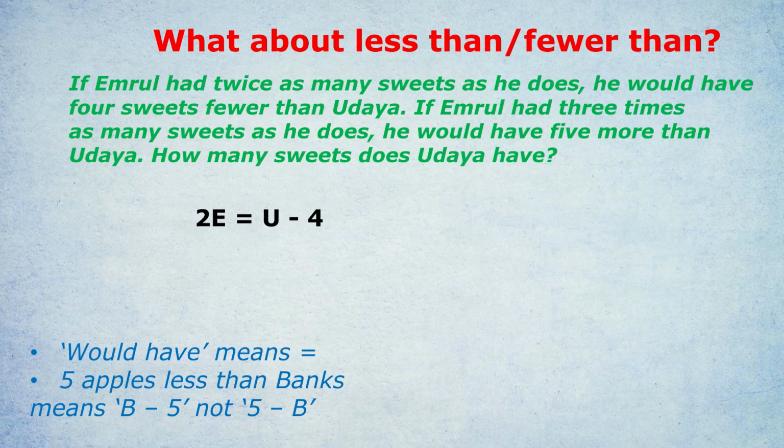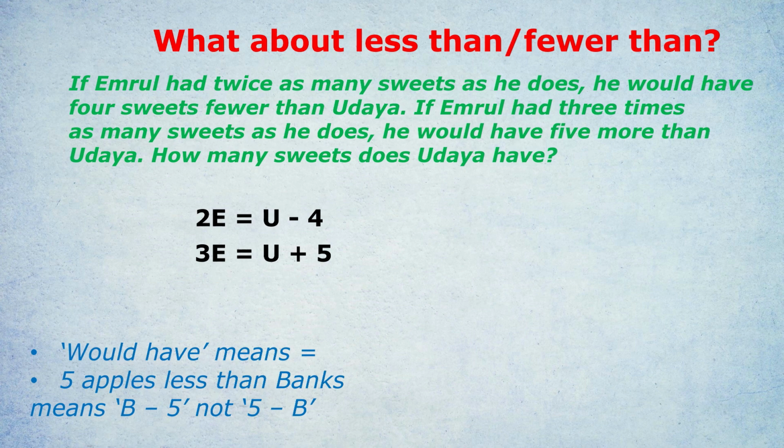Can you try and translate that second equation? If Emeril had 3 times as many sweets as he does, he would have 5 more than Udaya. That's relatively easier. 3e again, the would have means equals, and 5 more than Udaya is u plus 5. Of course, when we're adding, it doesn't matter if you wrote 5 plus u or u plus 5, but it's neater to write u plus 5.